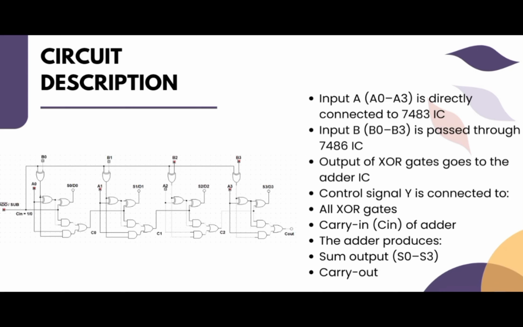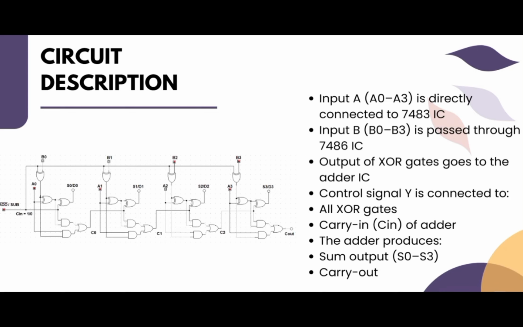Now let's understand how the circuit is connected. The input A, or A0 to A3, is directly connected to the input of the 7483 adder. However, the input B is first passed through the XOR gate before going into the adder. The most important part of the circuit is the control signal Y. The control signal is connected to all XOR gates and the carry in of the adder.